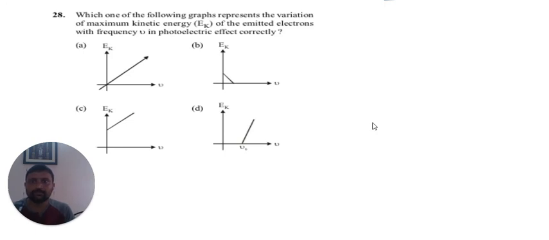In this question, which of the following graphs represents the variation of maximum kinetic energy of the emitted electrons with the frequency in the photoelectric effect correctly? So you are asked for the graph between maximum kinetic energy and the frequency. To obtain this graph, we should know the relation between maximum kinetic energy and frequency. To know that, we move to the equation of photoelectric effect.